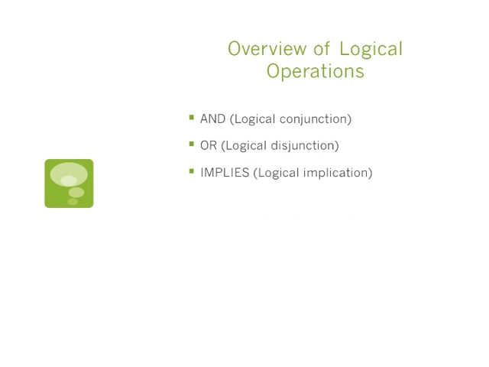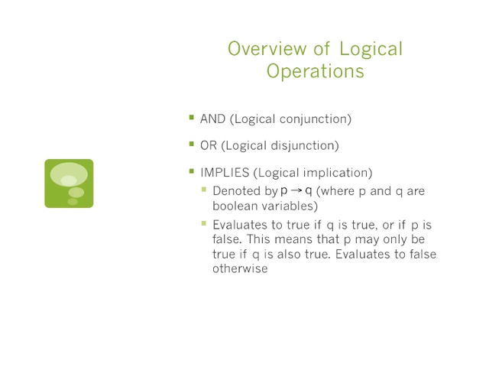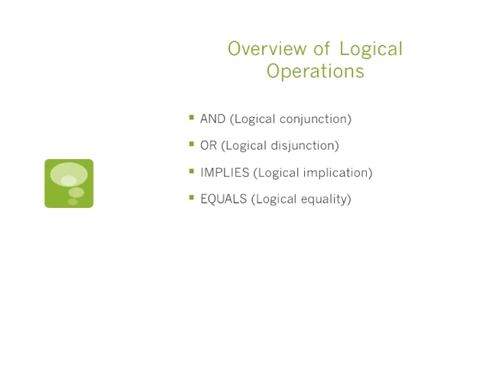Now let's look at the implies operator, also known as logical implication. This is denoted by a right-pointing arrow, and is pronounced P implies Q. This is true if Q is true, or if P is false. This means that P may be true only if Q is also true, and so it evaluates to false only if P is true, but Q is false.